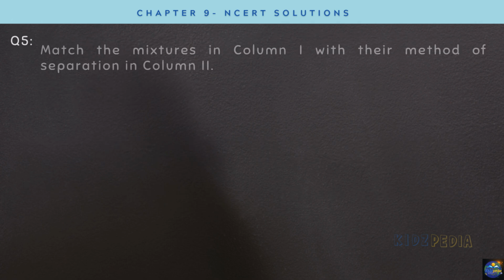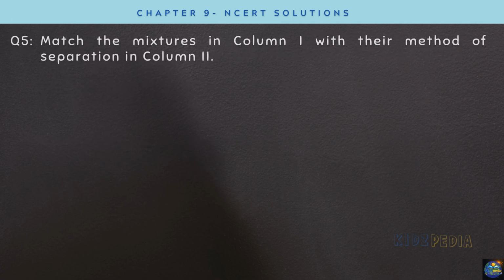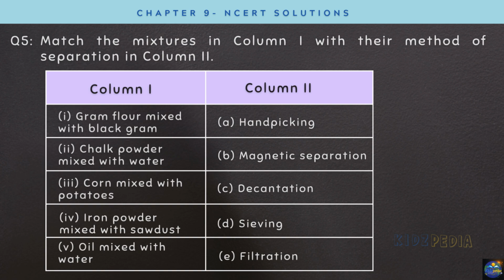Next, we have a match the following. Match the mixtures in column 1 with their method of separation in column 2. First one, gram flour mixed with black gram. Gram flour has very fine particles while black gram seeds are much larger. When the mixture is passed through a sieve, the flour passes through the holes and the black gram remains on the sieve. So, the answer is D.